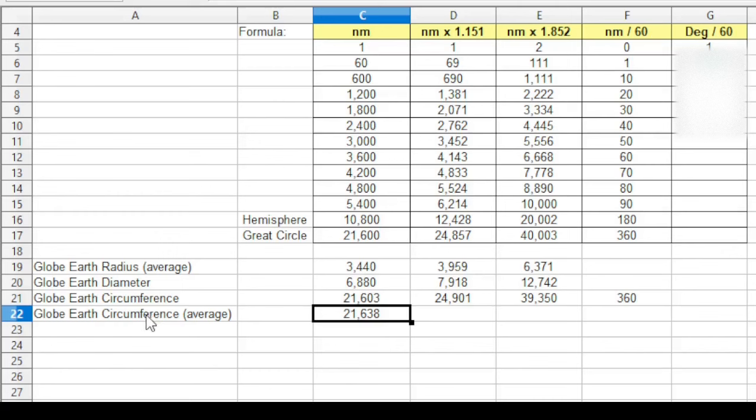And then the average circumference of the globe Earth is considered to be 21,638 because they talk about the difference between the equator and the poles, with the equator apparently bulging a little bit more, but the difference is kind of negligible, so you end up with an average. But we'll be using the 21,603 nautical miles as our circumference.